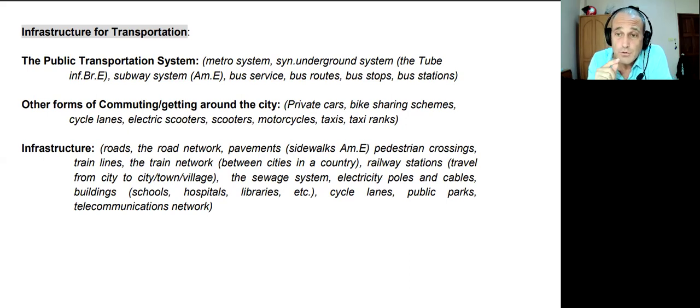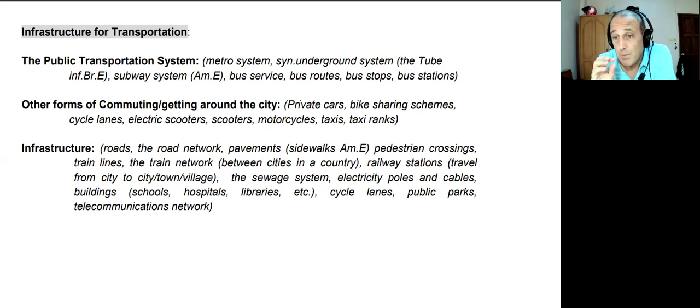Also, going back to talking about bike sharing schemes, another alternative form of commuting and traveling around the city that governments should be, in my view, encouraging local inhabitants to do is to cycle. So they can use the bike sharing schemes, or they can buy their own bicycle.